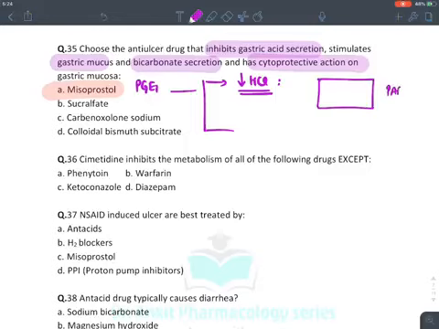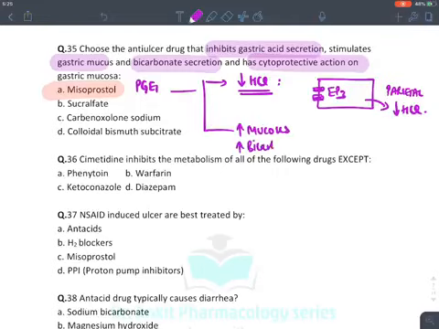It acts on parietal cells of the stomach by acting on a receptor known as the EP3 receptor. E stands for prostaglandin E, P means prostanoid receptor. By acting on this receptor, it reduces HCl production. It also increases mucus and it also increases bicarbonate. Remember, mucus and bicarbonate are protective factors.